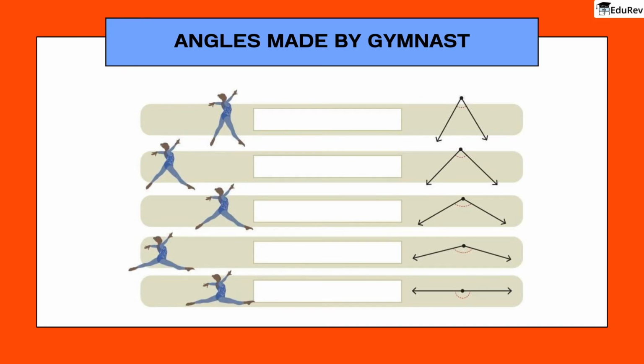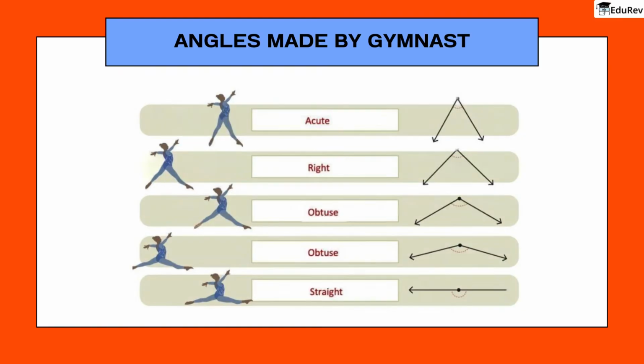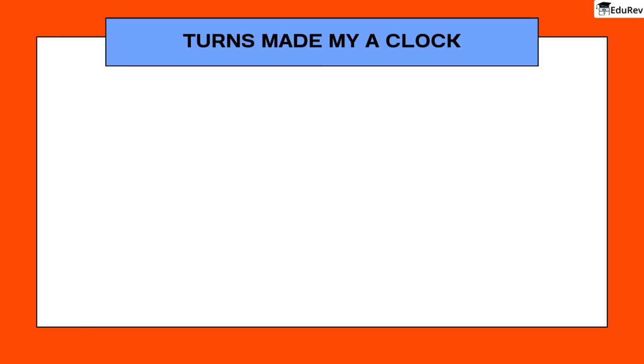Take a look at the gymnasts in the pictures. Can you see the angles formed by their legs? Is it acute, right or obtuse? These are the answers. Angles happen when we make a turn, just like the gymnasts did with their legs. The minute hand of a clock makes turns, too.